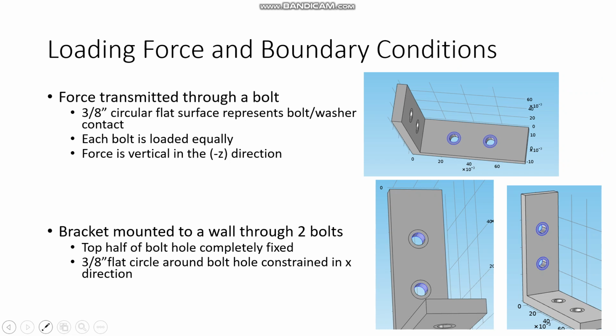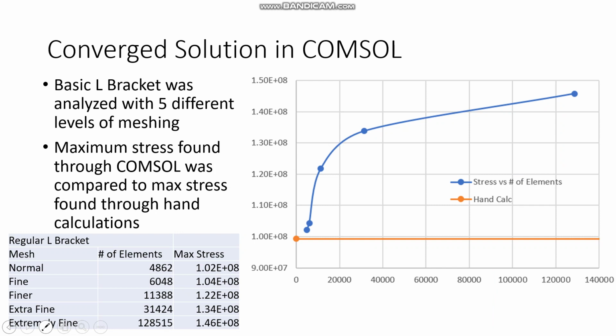The force is transmitted through where a washer would contact the bracket. The displacement constraint resembles where and how a bolt would contact the bracket. And here are my results.